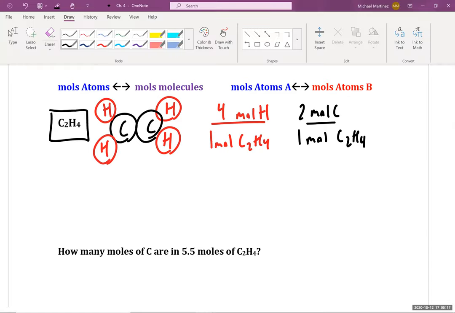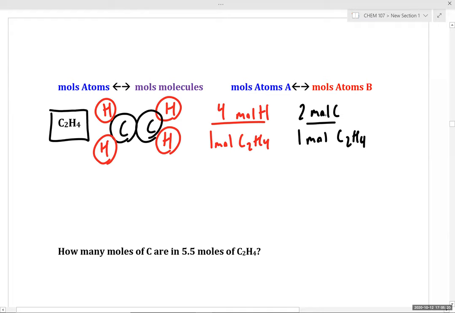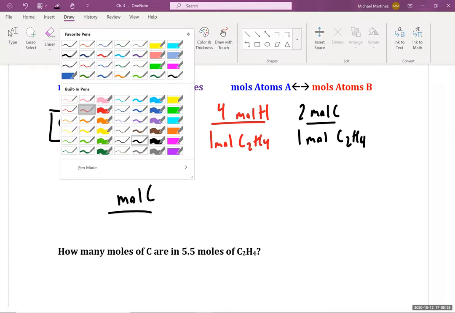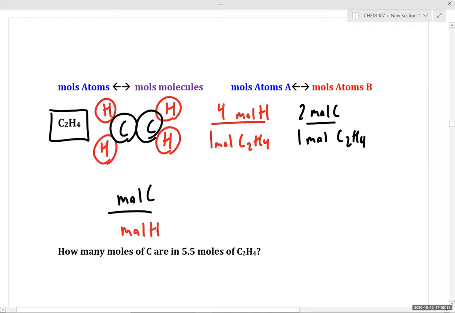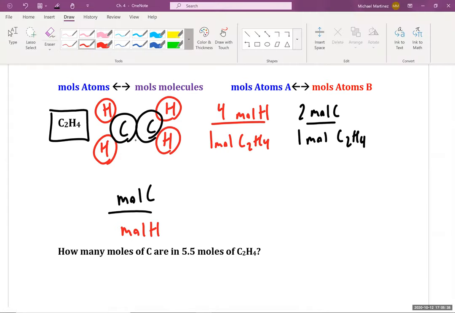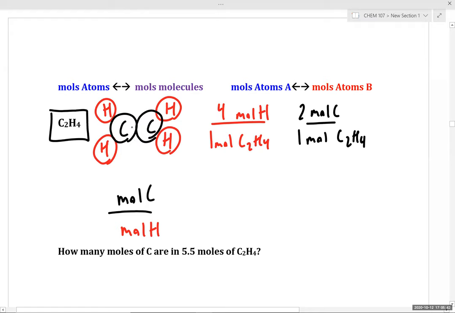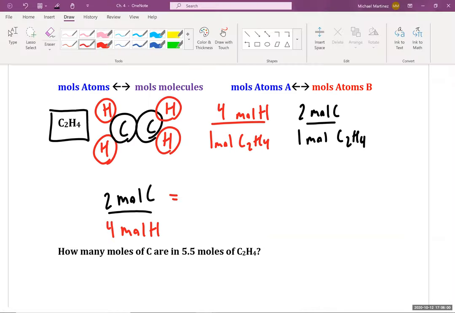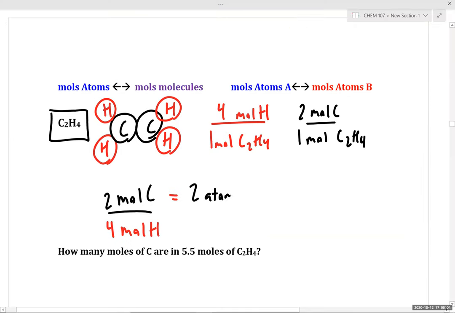So we can also generate a relationship between carbon and hydrogen. So how many moles of carbon do we have per how many moles of hydrogen? What's our ratio of carbon to hydrogen? And don't be shy to share your responses verbally or in the chat. What is our mole to mole ratio, looking at this formula C2H4, of the moles of carbon to the moles of hydrogen? 2 to 4. Yep, exactly right. We have 2 moles of carbon, 2 carbon atoms per every 4 hydrogen atoms. I just want to emphasize once again, this mole to mole ratio can also be written as an atom to atom ratio. So we have 2 atoms of carbon per 4 atoms of hydrogen.